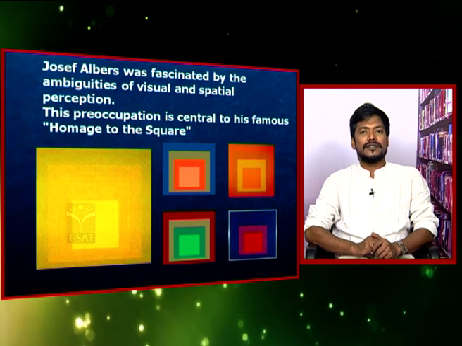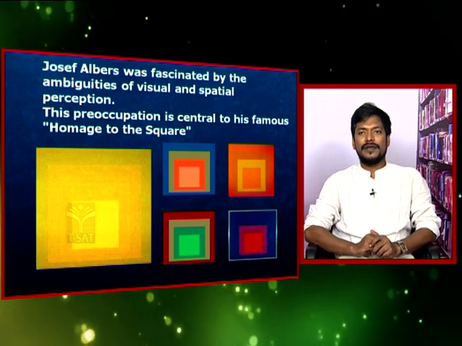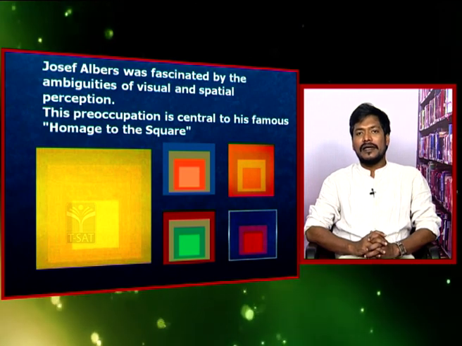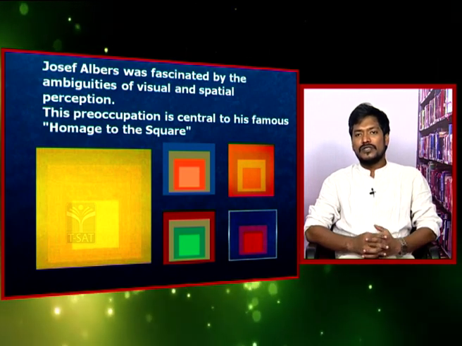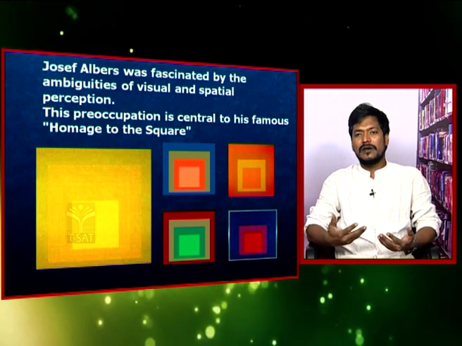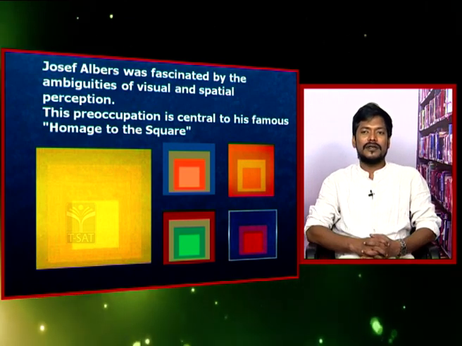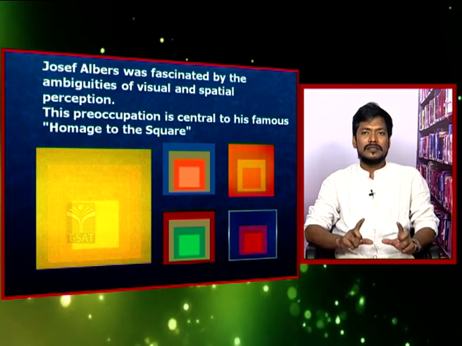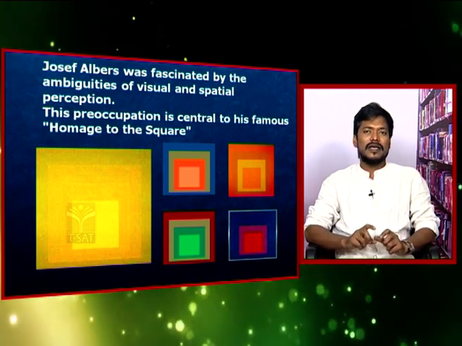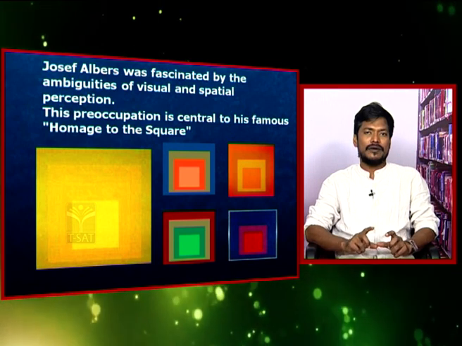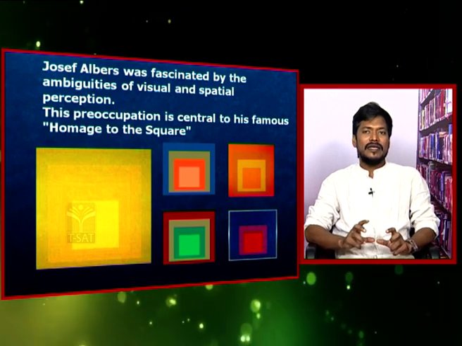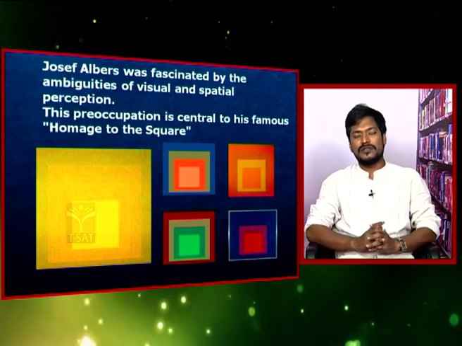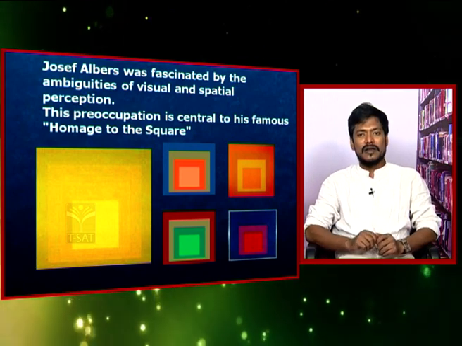Joseph Albers was fascinated by color, okay, and the ambiguities of visual perception as well as spatial perception. So he experimented with different combinations of color, and you can see here using just one square, and he called this series Homage to the Square, right. So he arranged different squares of different sizes, of different colors, right.